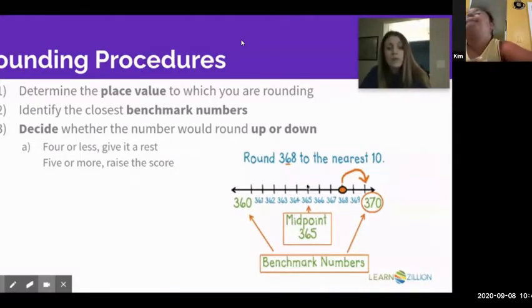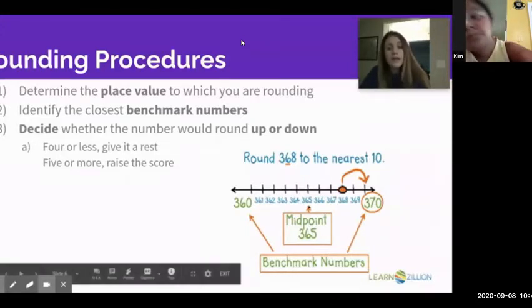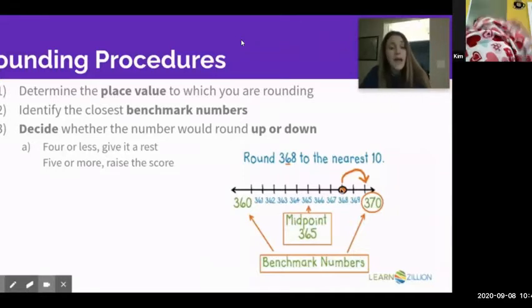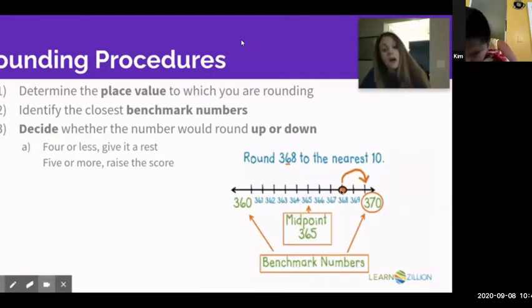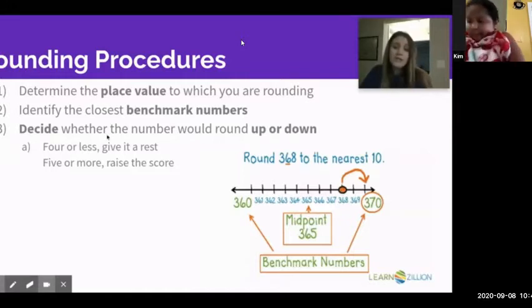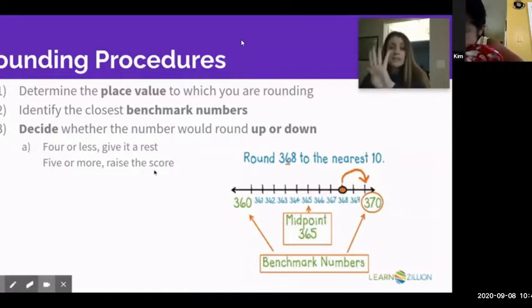Then we identify whether the number would go up or down when rounding. This is determined by looking at its location according to the midpoint. 368 comes after our midpoint of 365, so this would round up. One easy way to remember this is a rhyme. 4 or less, give it a rest. 5 or more, raise the score. So when we have 4 or less, we're below the benchmark of 5. When we have 5 or more, we are at the benchmark or higher, so we would round up.